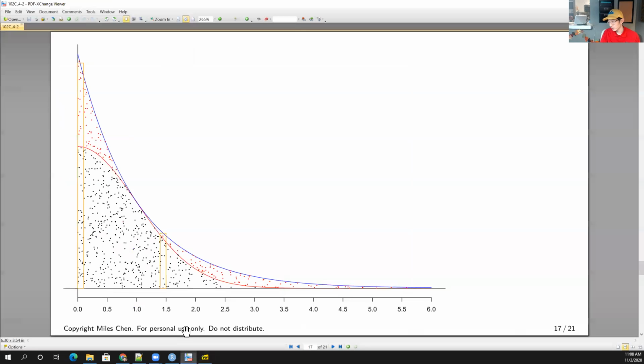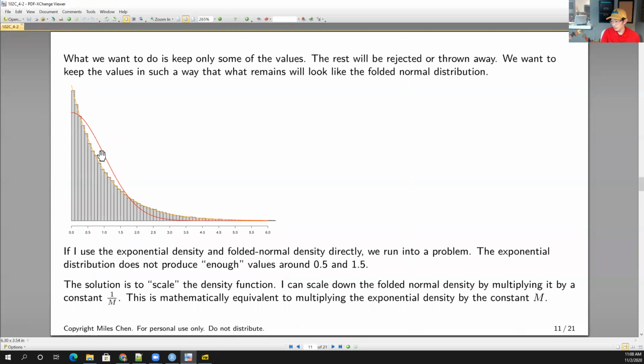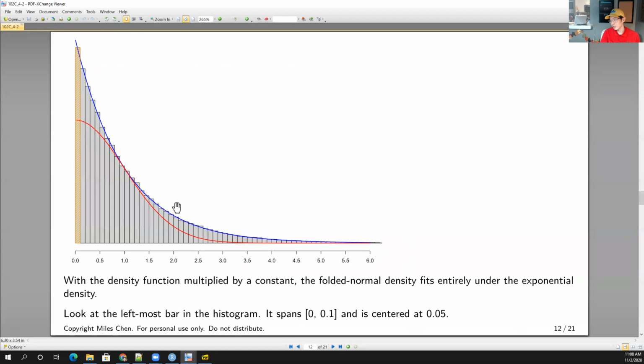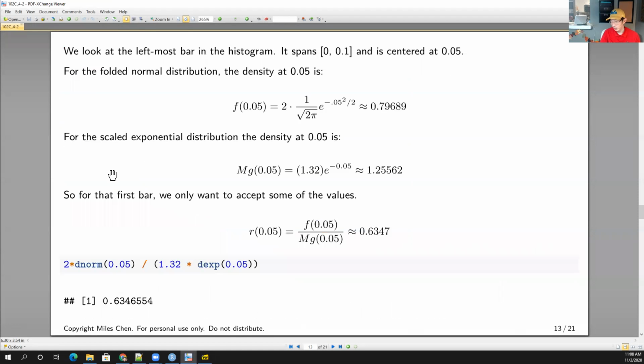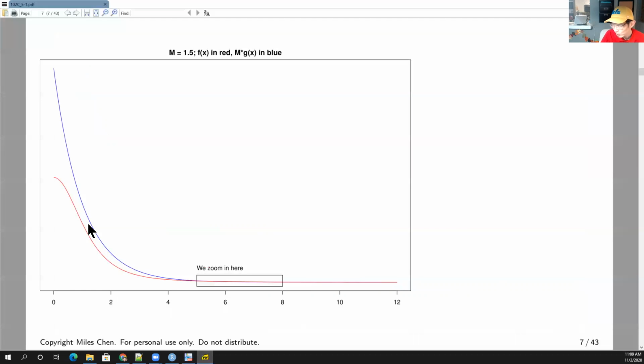If you recall, this is what we did for the normal distribution. We started off with this, okay? G of x is the exponential, and f of x is the folded normal. And we just said, okay, all we have to do is scale up f of x by 1.3, and this is what it looks like. Values below the normal distribution line get accepted, values above it that were generated by g of x get rejected, but we end up with a normal distribution. So it looks like we can do something similar.